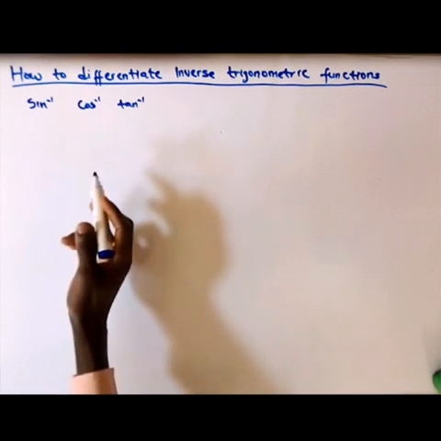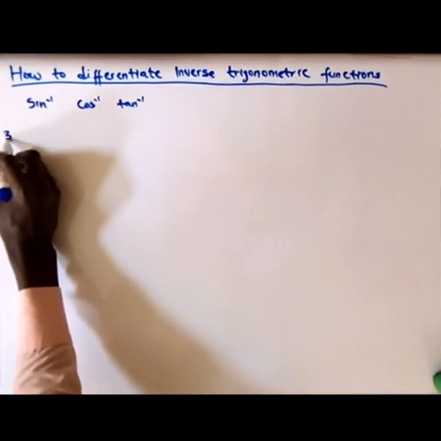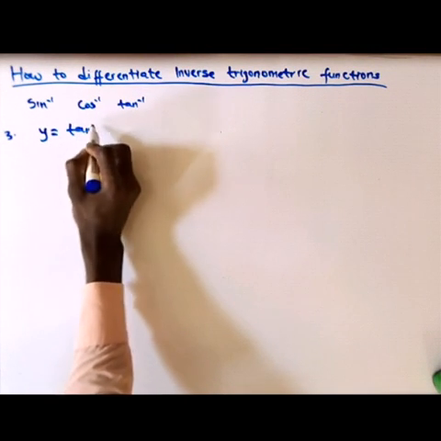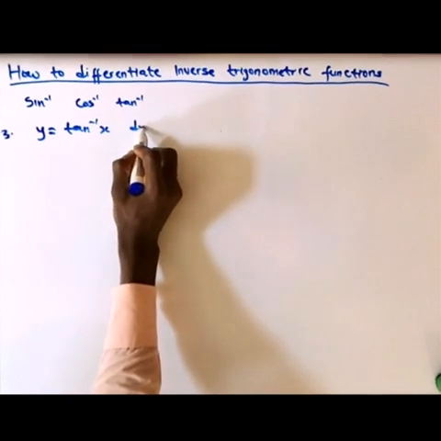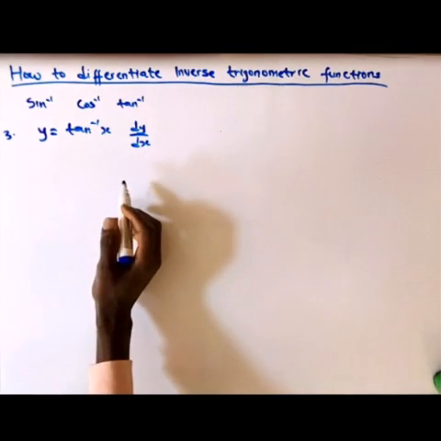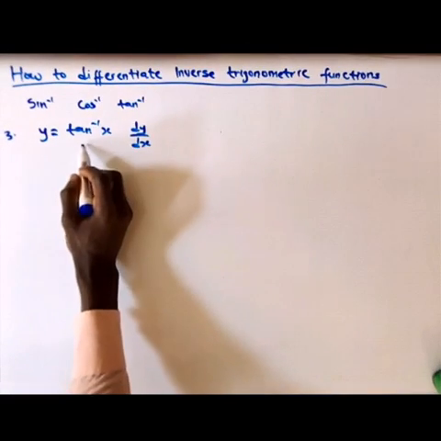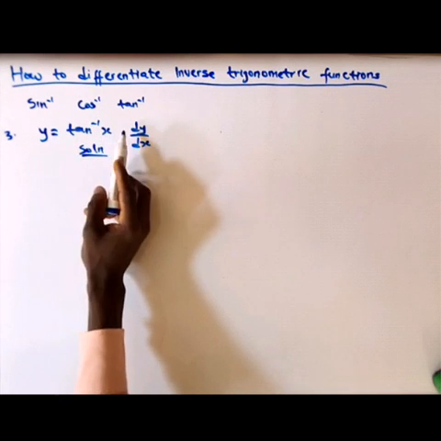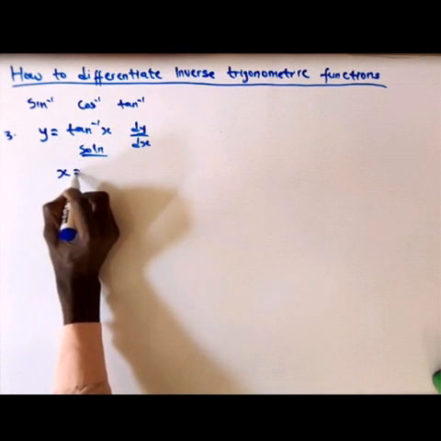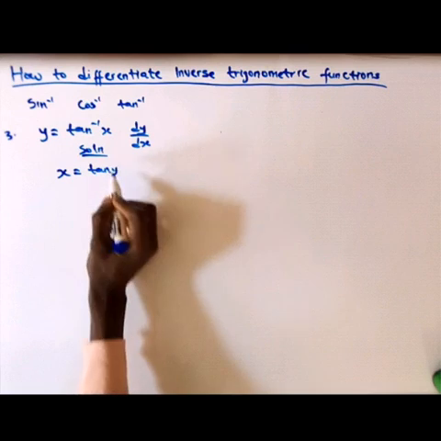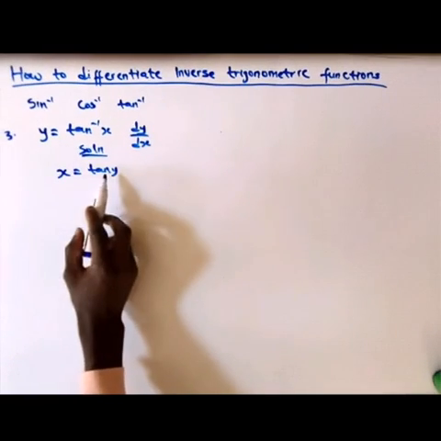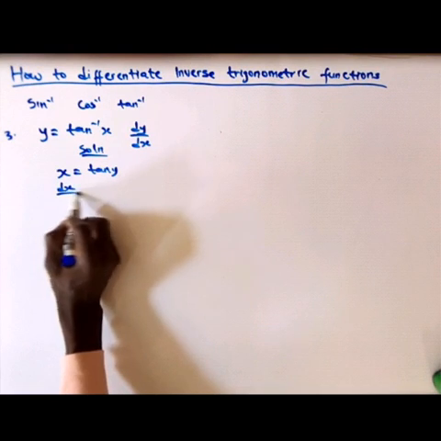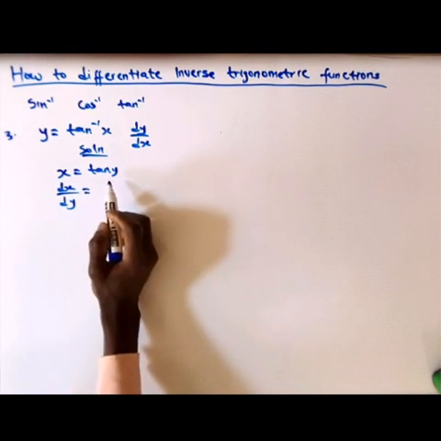Now let's consider the one of tan. Example 3. Given that y is equal to tan inverse of s, we are asked to find the derivative dy ds. Now we apply the same steps. Solution. We said write this inverse statement as a direct statement. So that means s is equal to tan y. Now the next thing is differentiate s with respect to y to get your ds dy.